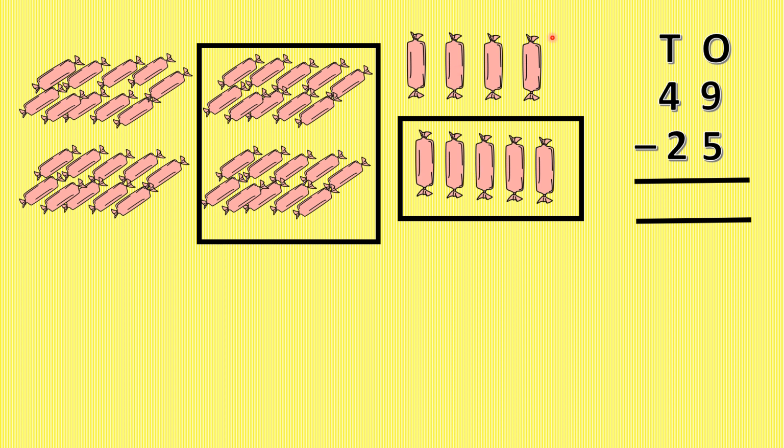So these are the chocolates which are left. So 4 is the answer for ones place. Below ones place we will write 4. Now let us see tens place.